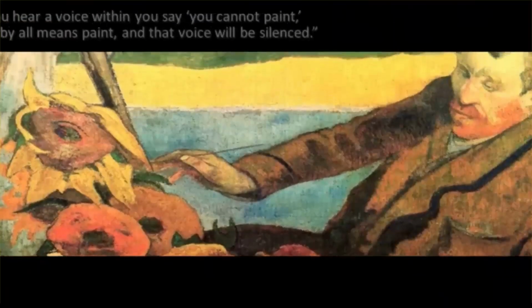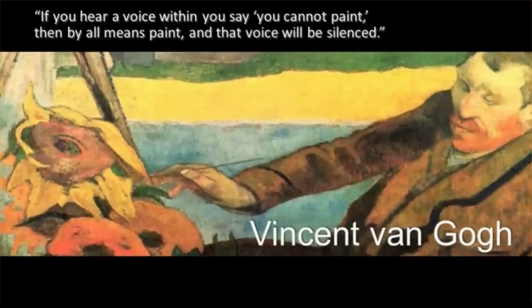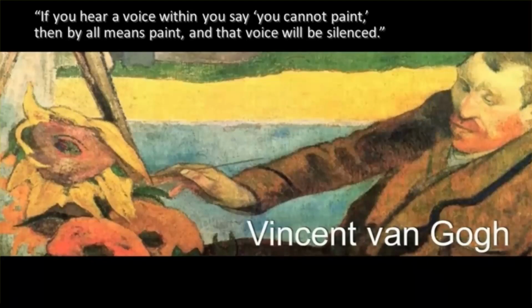Vincent van Gogh once said, "If you hear a voice within you say you cannot paint, then by all means paint, and that voice will be silenced." This is the learning object where you might just hear that little voice saying, "This is too complicated for me to follow," or "I can't do it." Just do the work and that voice will be silenced. Practice enough and you will become a master at this learning object.